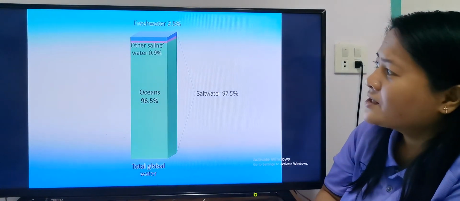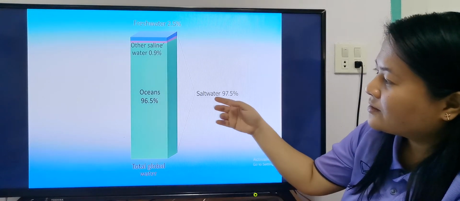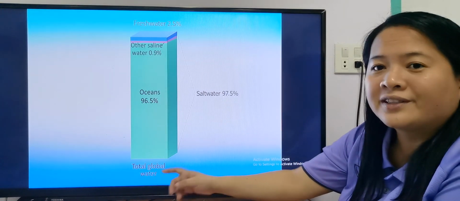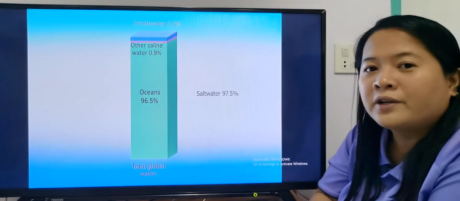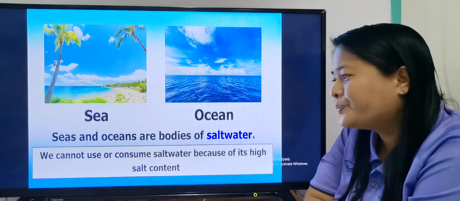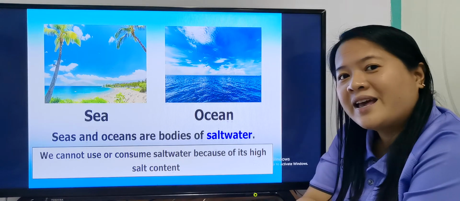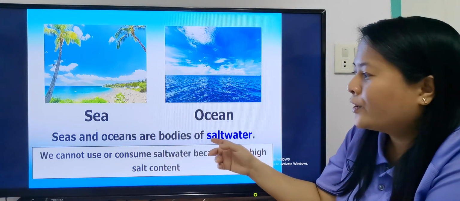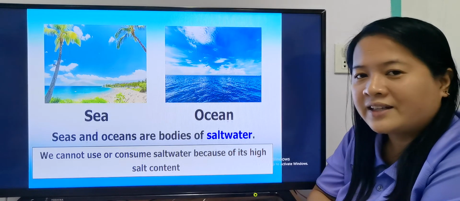Here's a diagram showing that 97.5% of the total global water is salt water, and fresh water is 2.5%. So when you say salt water, this is water that we cannot consume. It has a high salt content. The bodies of salt water are seas and oceans. I hope you already understand that.